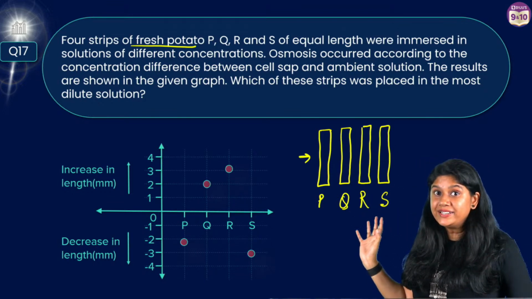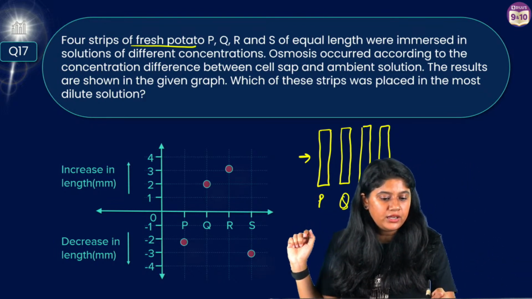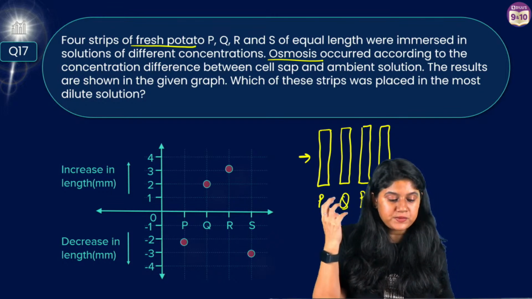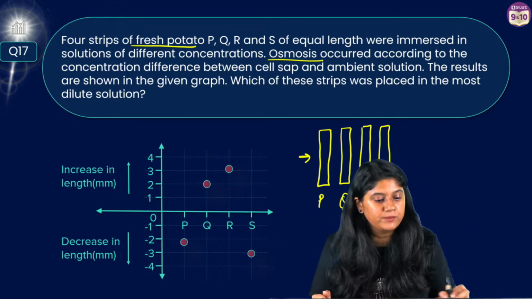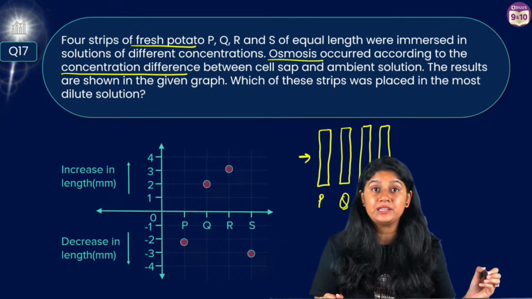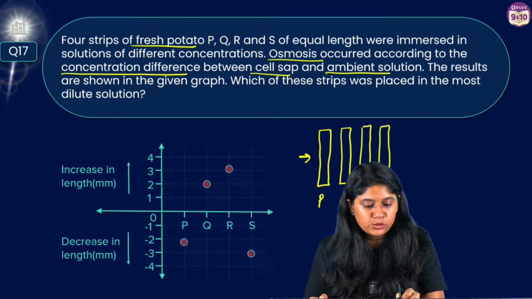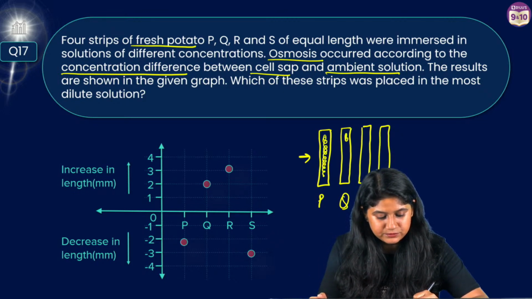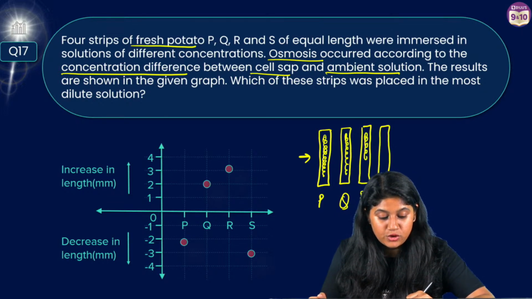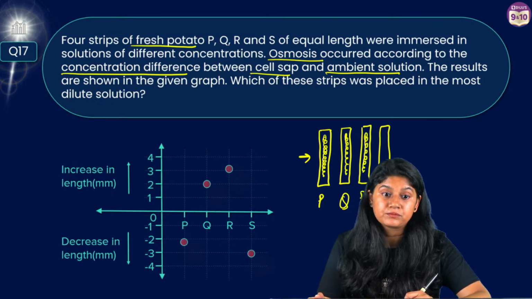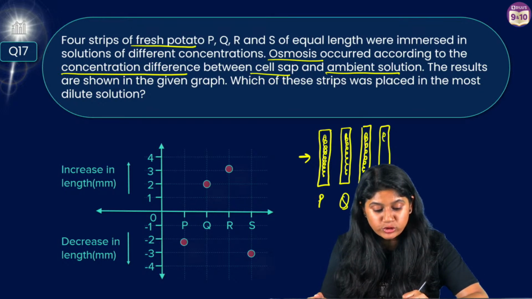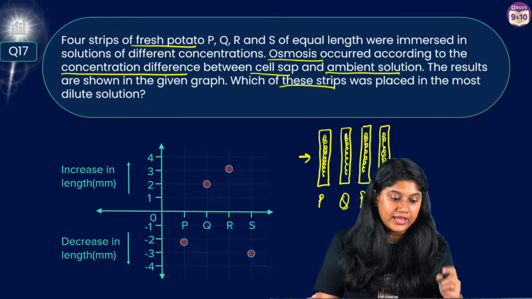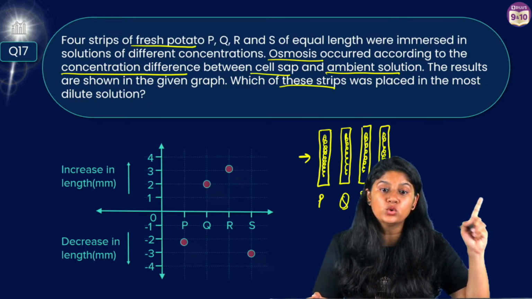Clear? What I did, I dipped them into the solution, right? I have added these potato strips individually into a solution which has a different concentration between the cell sap and the solution. What is cell sap? The sugar solution that is present inside. Okay? So now you have to tell me, my students, which of these strips is placed in the most dilute solution.